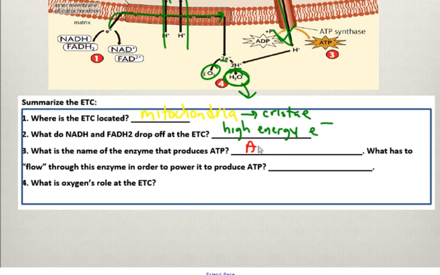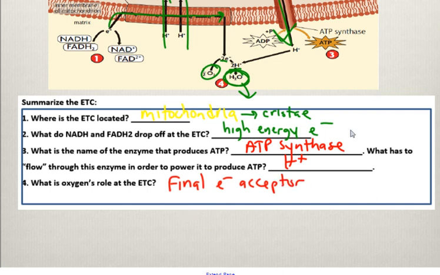So ATP synthase, once again, is our maker, or should we say our builder, of ATP. And your H plus ions are going to flow through. So the most important role here is oxygen as the final electron acceptor. If its role is compromised, then this ATP is not made and ATP synthase cannot do its job.